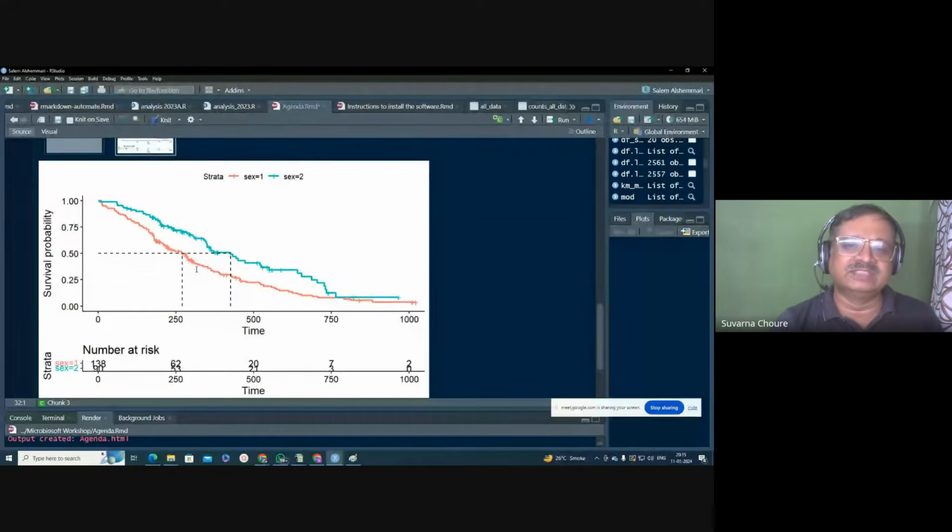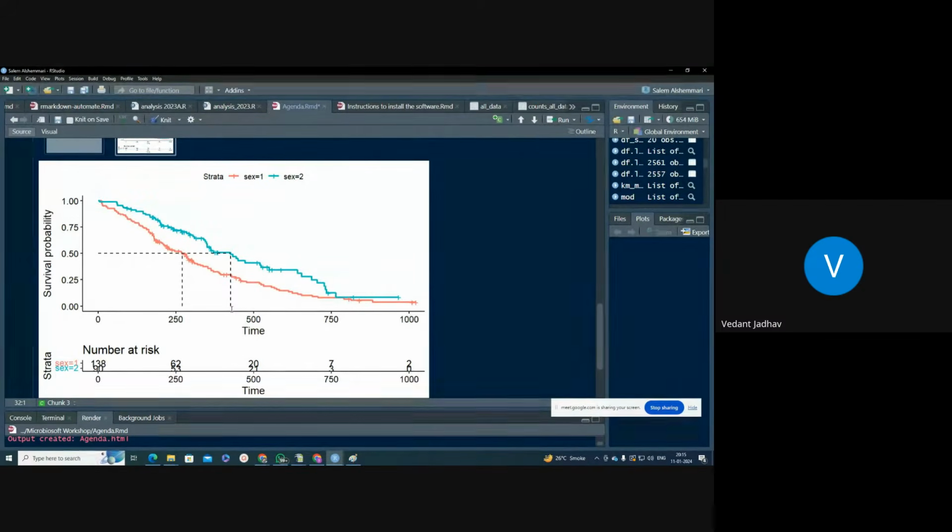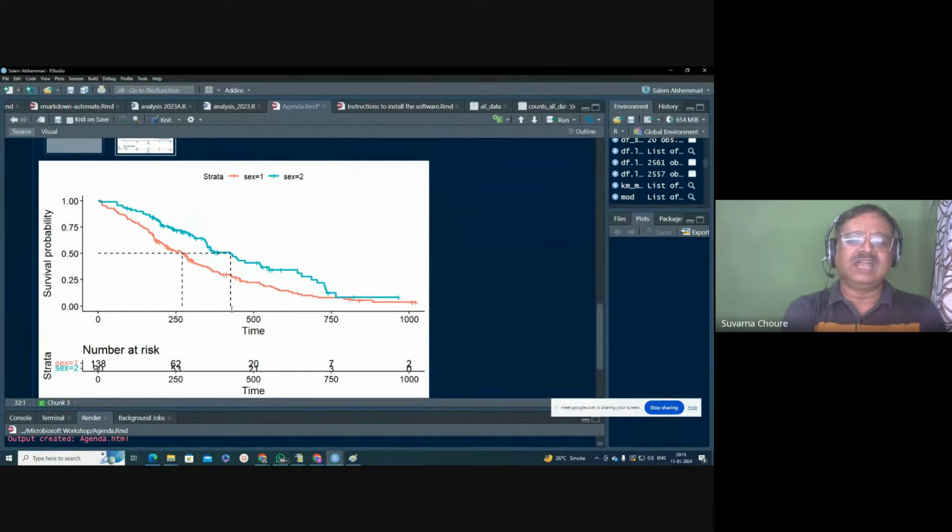Can you see the median survival? Hello? Yes, sir, we can. Those dotted lines are there.